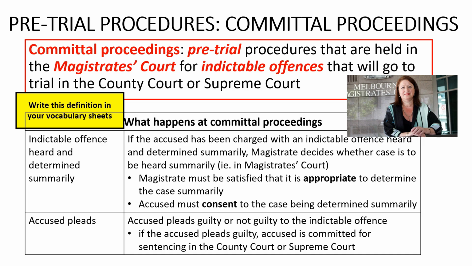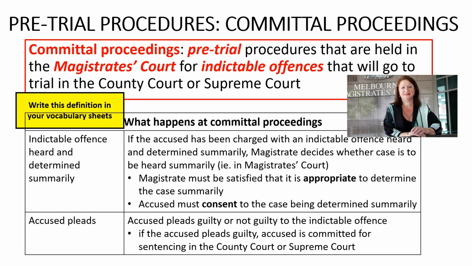First, as we saw in the previous video, where the offence that the accused has been charged with is an indictable offence that can be heard and determined summarily, then the magistrate will decide whether that offence should be heard as a summary offence in the magistrates' court or as an indictable offence in the county court or trial division of the Supreme Court. The case can only be heard summarily in the magistrates' court if, first, the magistrate is satisfied that it is appropriate to determine the case summarily, and second, the accused consents to the case being determined summarily.